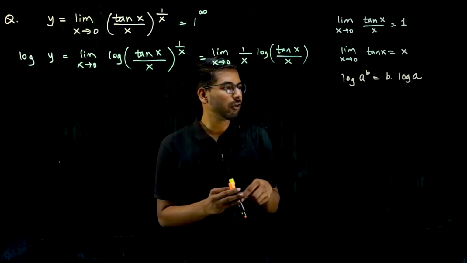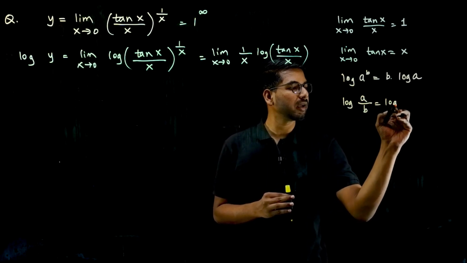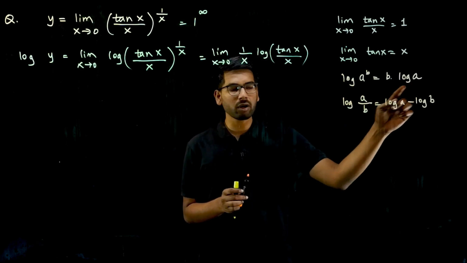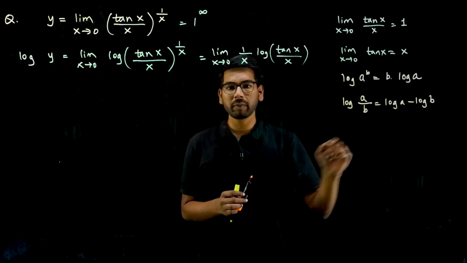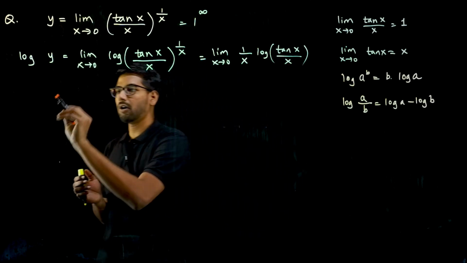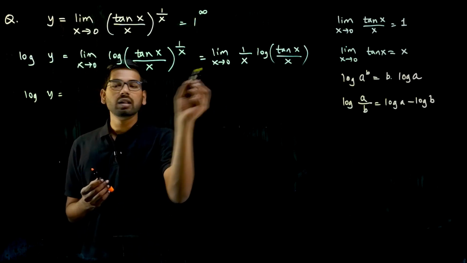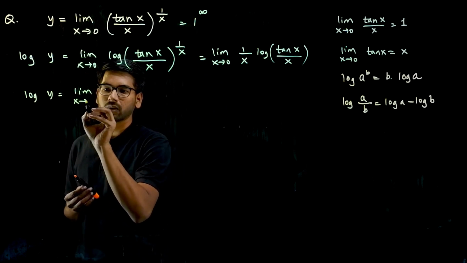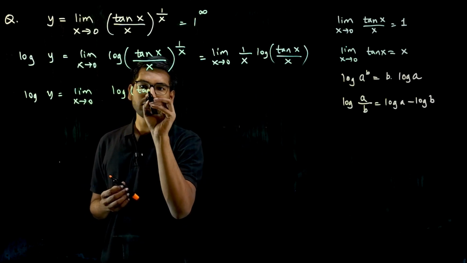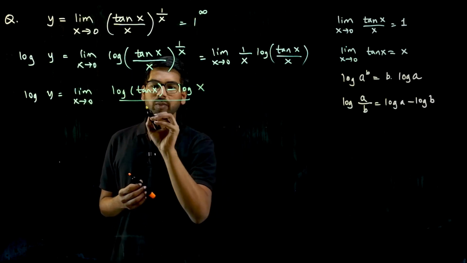Another formula for log is that log of a by b is log a minus log b. So three fundamental rules of log are: power will become product, division will become subtraction, product will become addition. We have division here, right? So I can write log y as limit x tends to 0 of log of tan x by x, which is log tan x minus log x, by this x will be here.